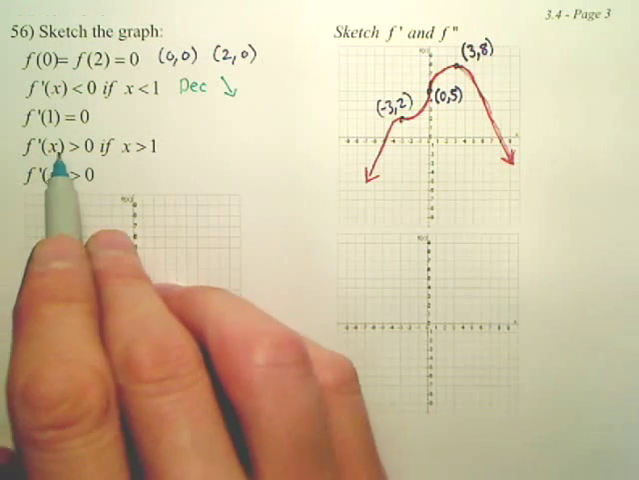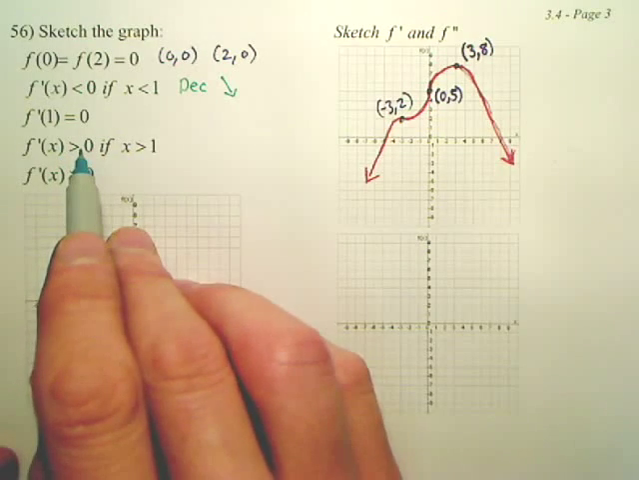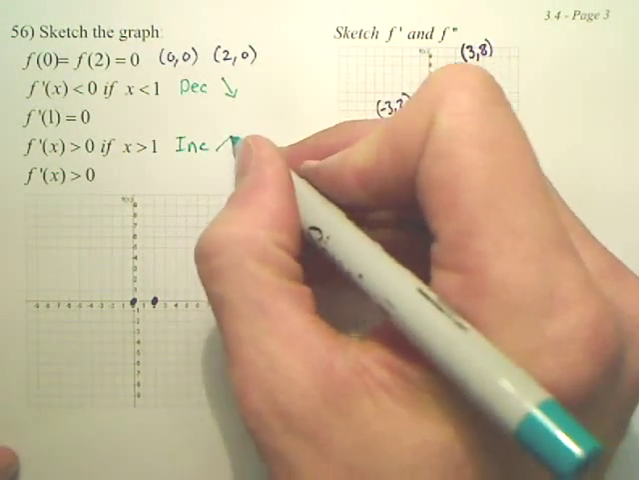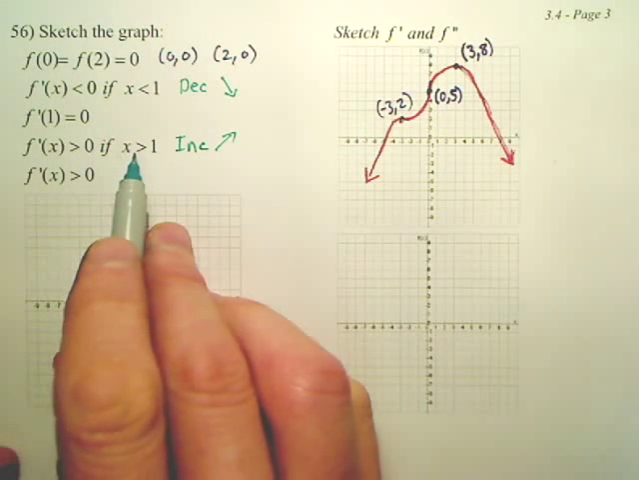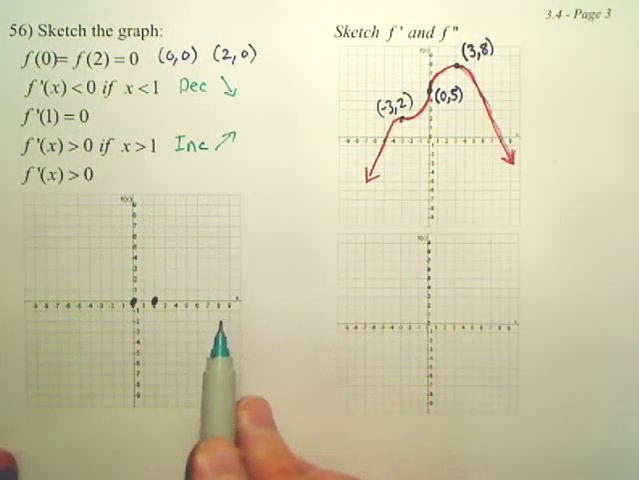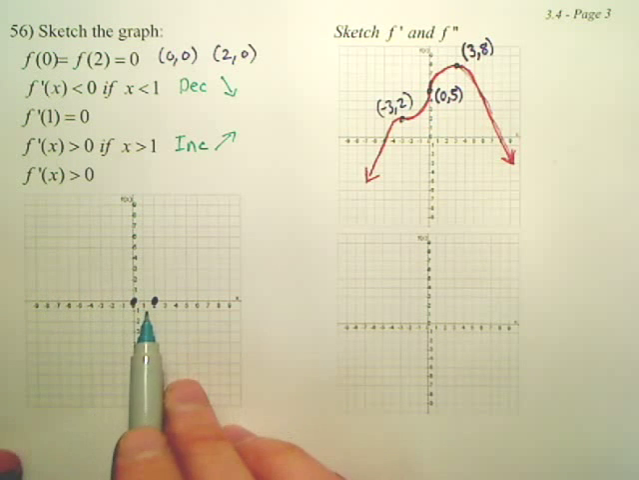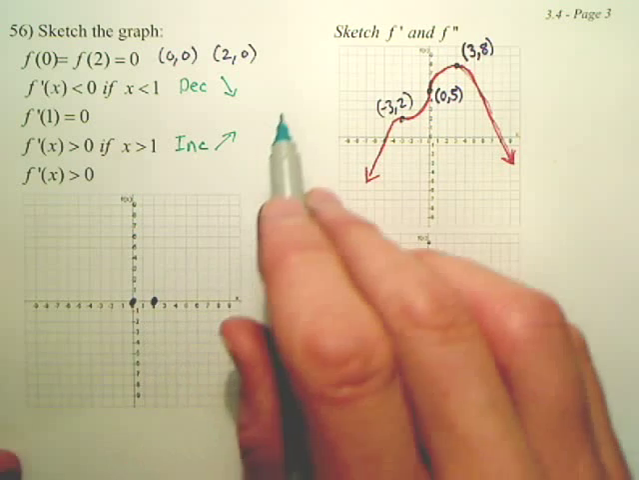Look at this one right here. Greater than 0 means positive, right? So doesn't that mean it's increasing, which means uphill, for the values greater than 1. So you kind of got a parabola up here. It's going to be going down to 1. It's going to be going up for the rest of it.